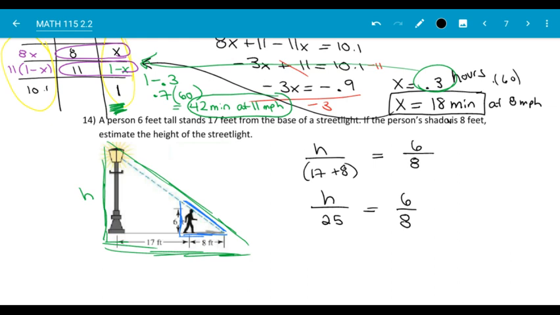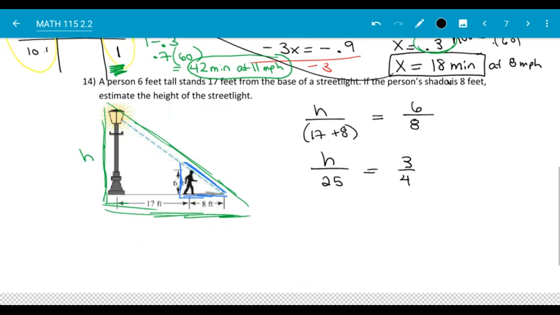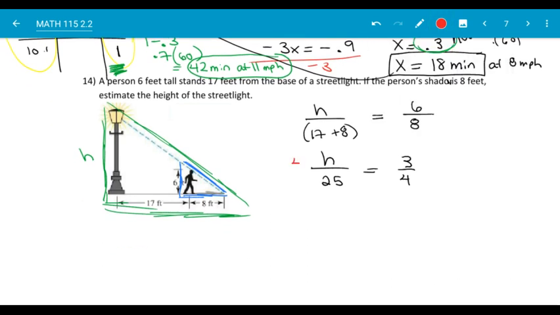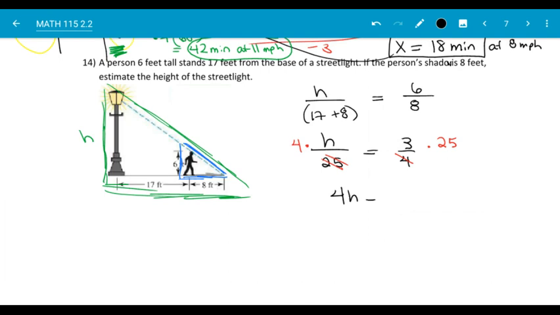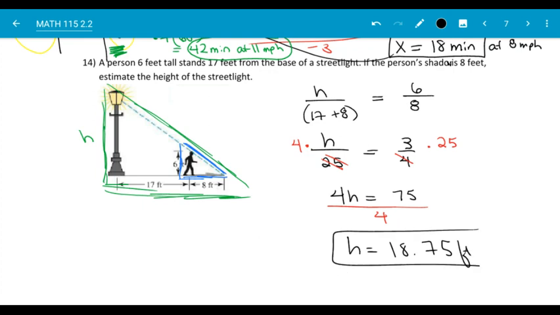equals 6 over 8. You actually could reduce that to 3 over 4 just to keep your numbers a little bit smaller. So we could multiply both sides by 4 and multiply both sides by 25. So that says that 4h equals 75. Then we could divide both sides by 4. h equals 75 divided by 4, which is 18.75. We were measuring our height in feet for the height of that street lamp.